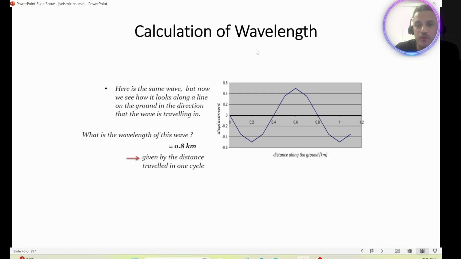So for the calculation of wavelength, here we don't consider the time, we consider the distance needed to complete one cycle. So this cycle is from the rest point to the trough, and then back to the crest, and then back to the center. So the wavelength is equal to 0.8 kilometer.